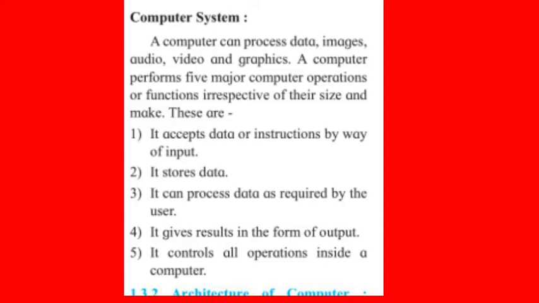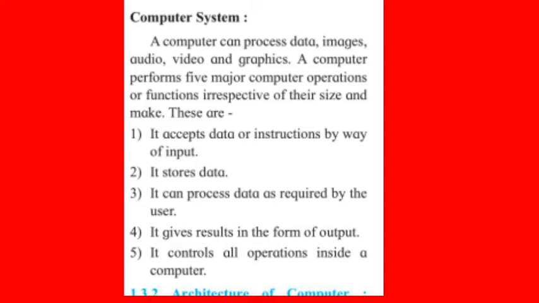Thereafter, the third point is what? It can process data as required by the user. Suppose you want to perform addition of two numbers. You have to provide two separate numbers and then command the computer to perform addition. In that case, it will perform only addition. Got it, guys? If you provide multiplication, then it will perform multiplication. Is that clear? According to the user requirement, it will process the data.